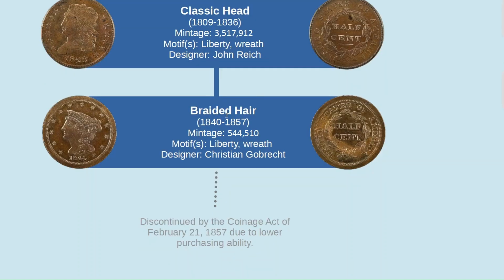And this ended up being the final version of the halfpenny that was produced by the mint. It was discontinued by the Coinage Act of February 21, 1857, due to lower purchasing ability. The reason for that is copper's price, the metal that this coin was made of, was increasing, and it had less purchasing power also. So it didn't make sense economically to keep minting them, and it was an unpopular coin at the end of its life, which is why it was scrapped.